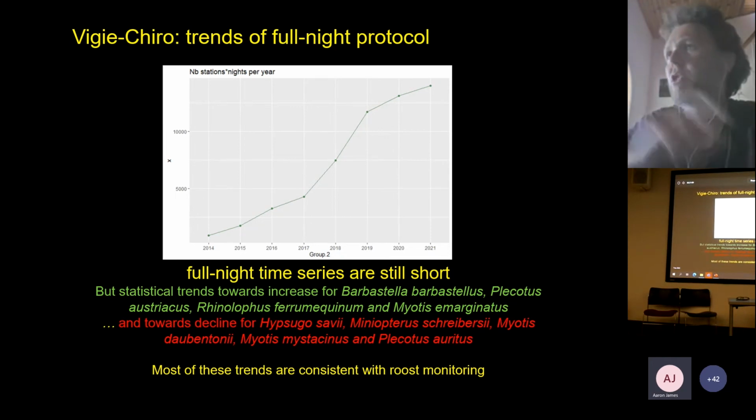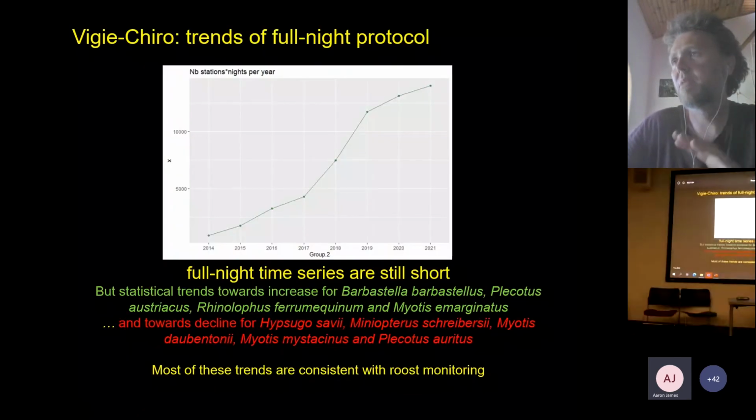For now, the full night protocol, which seems to have a very high potential, has collected only a short time series. Like you said, it's only in the last 3-4 years that we have more than 10,000 nights recorded per year, and at the beginning there were much fewer. So these time series are on average 4 or 5 years, not more. But still we have some trends, not very robust, but consistent with roost monitoring.